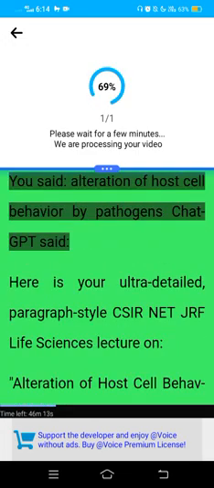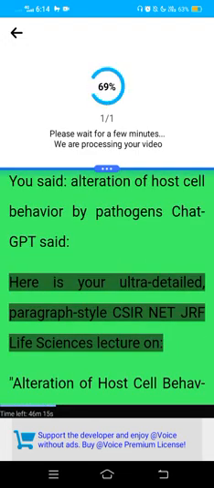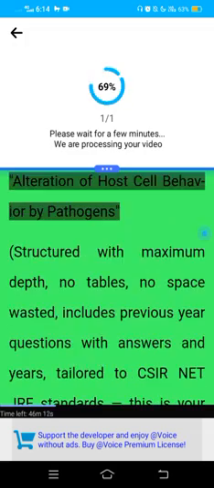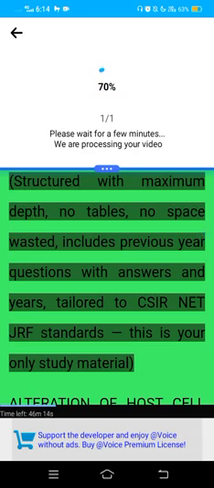Alteration of host cell behavior by pathogens. Here is your ultra-detailed, paragraph-style CSIR NET JRF Life Sciences lecture on alteration of host cell behavior by pathogens. Structured with maximum depth, no tables, no space wasted, includes previous year questions with answers and years, tailored to CSIR NET JRF standards. This is your only study material.